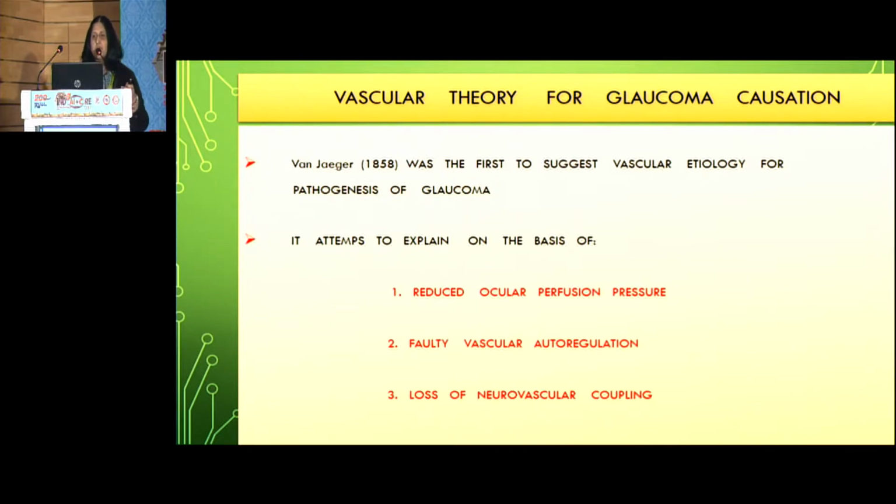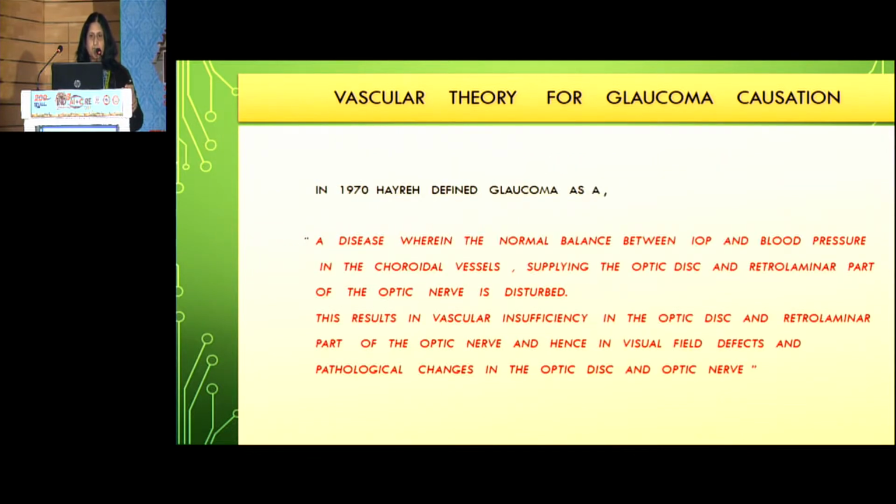Now, the vascular etiology for pathogenesis of glaucoma attempts to explain on the basis of a reduced ocular perfusion pressure, faulty vascular autoregulation, and loss of neurovascular coupling. In 1970, Harry defined glaucoma as a disease wherein the normal balance between intraocular pressure and blood pressure in the choroidal vessels supplying the optic disc and retrolaminar part of the optic nerve is disturbed.